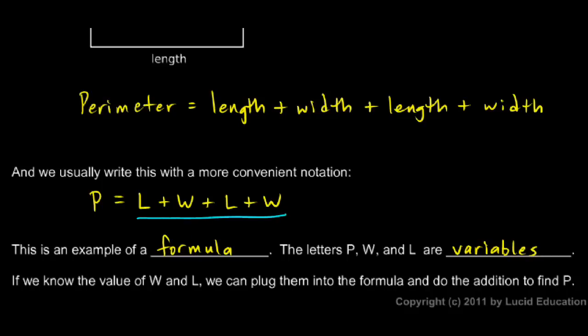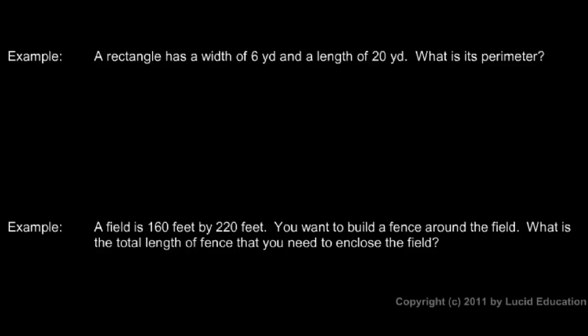It allows us to give a compact and very general way of stating something. In this case, this formula states that the perimeter of a rectangle, and this works for any rectangle, is the length plus the width plus the length plus the width. And we can use that formula to find the perimeter of any rectangle. And now we'll look at some examples that we can solve using that formula for the perimeter of a rectangle.